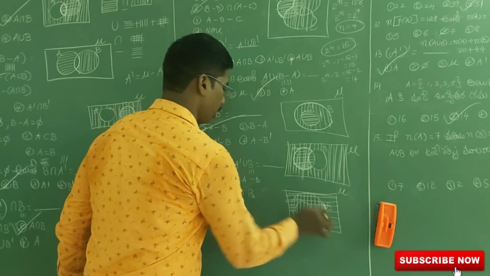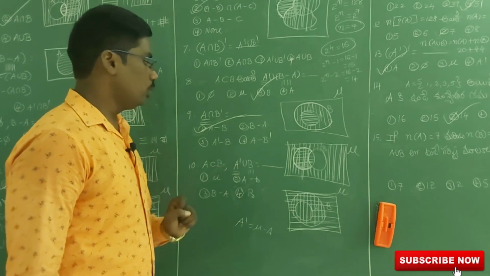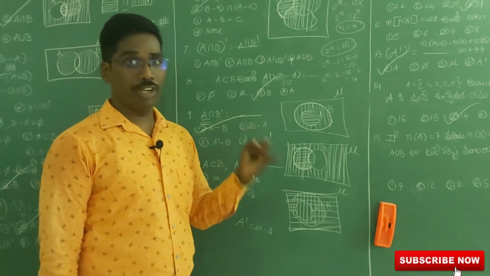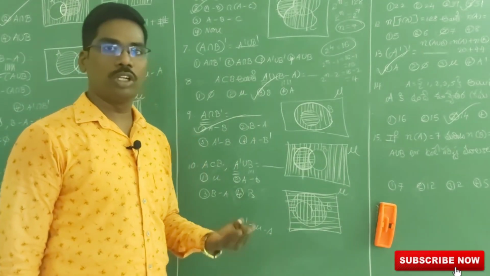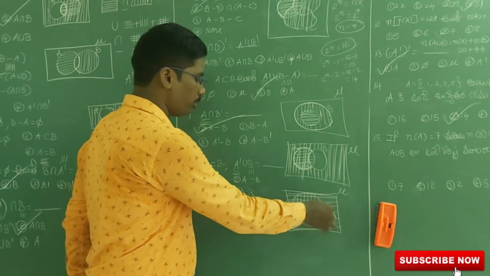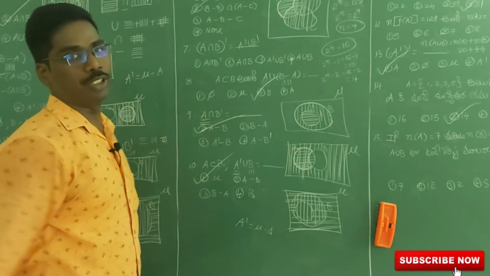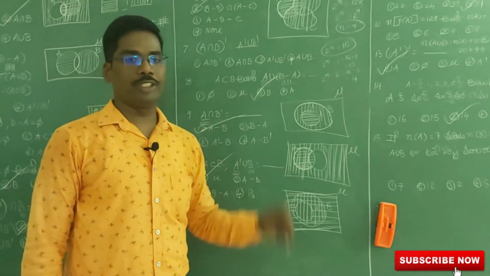This everything is B. Okay, we have completed the diagram. Now union. Union means horizontal lines, vertical lines and the combination of both. So here horizontal line, vertical line, combination of both means total is there. Total is nothing but mu. So the answer is mu. First option. So next we'll go for the 11th one.